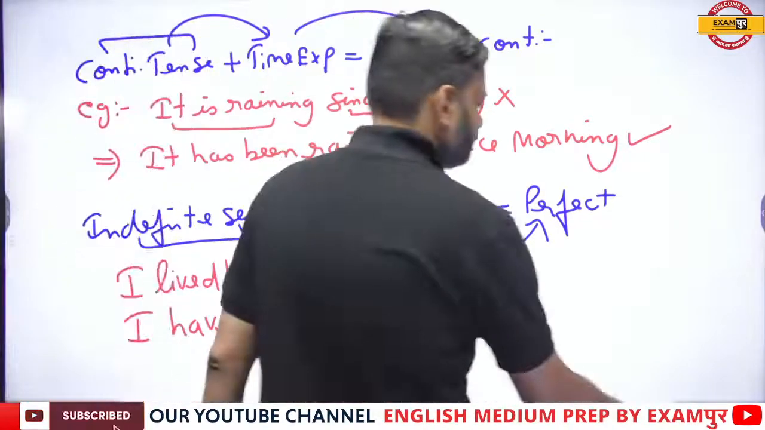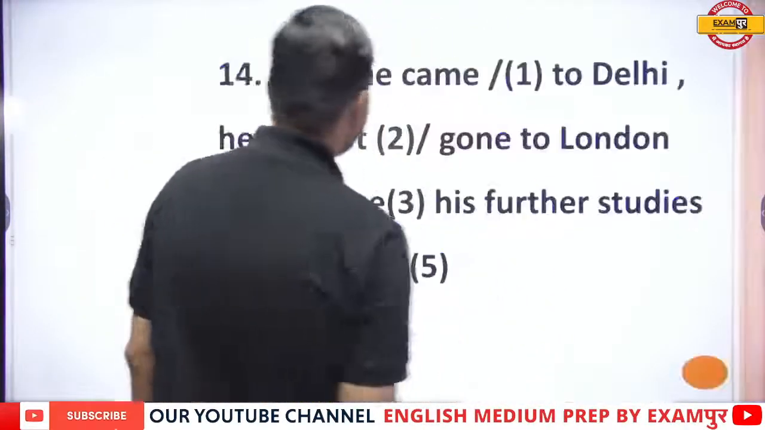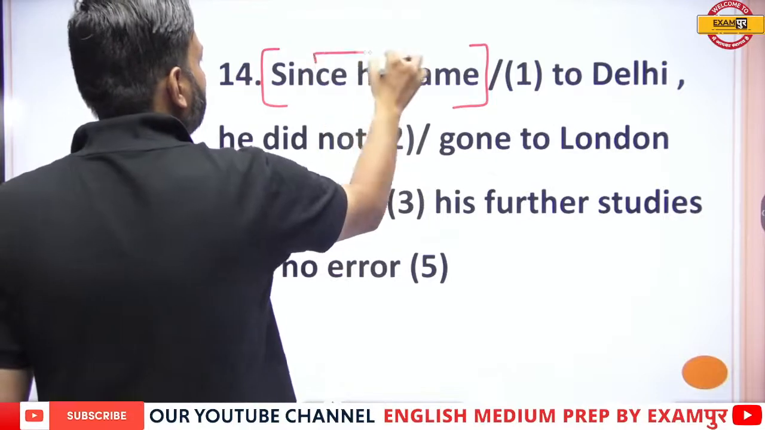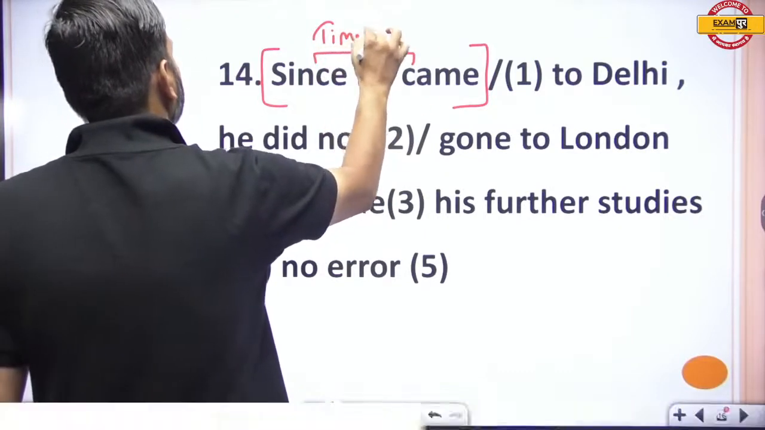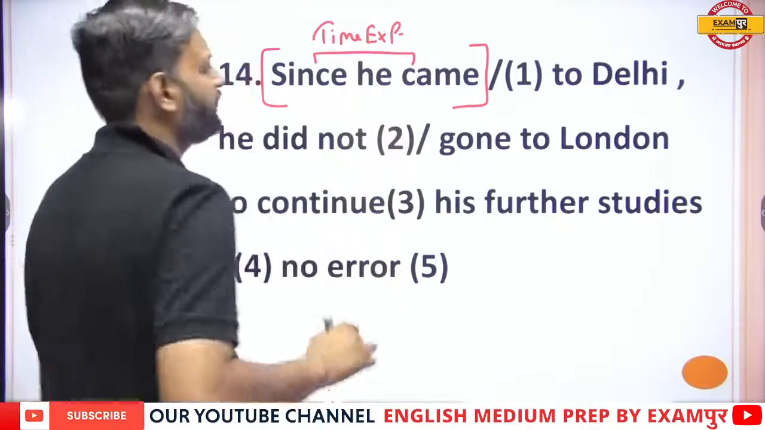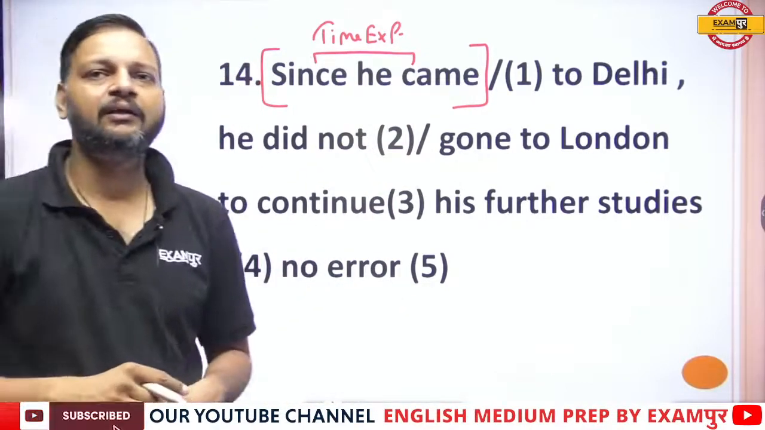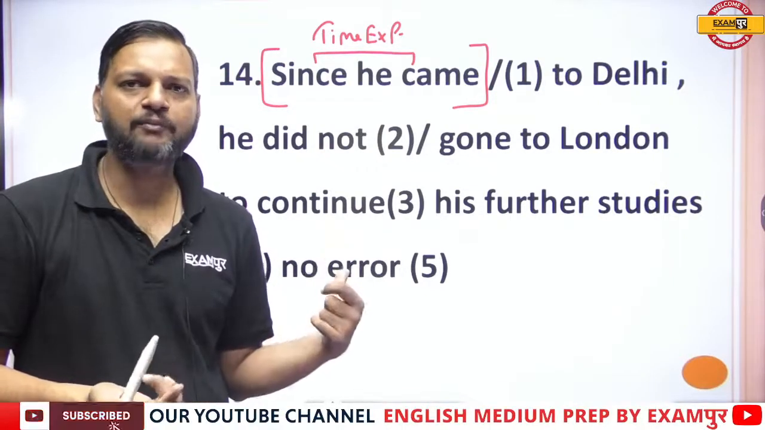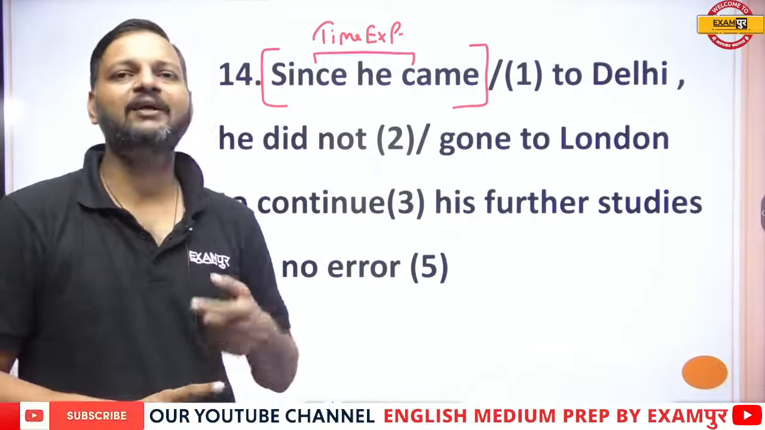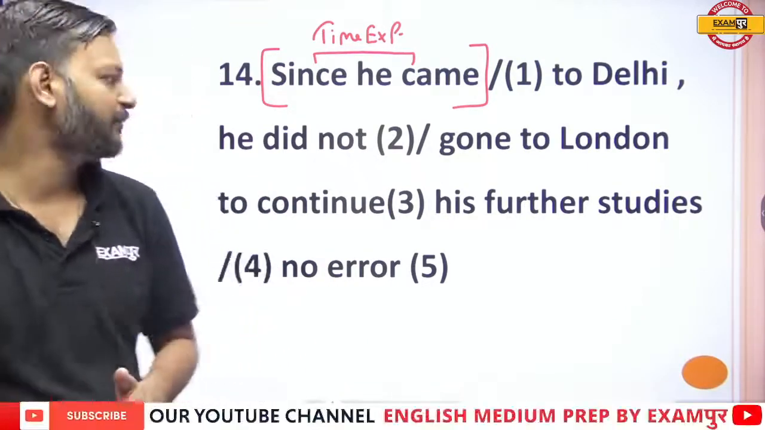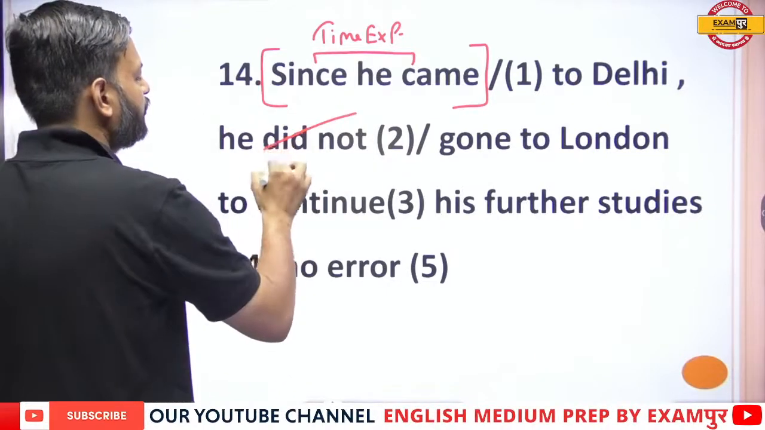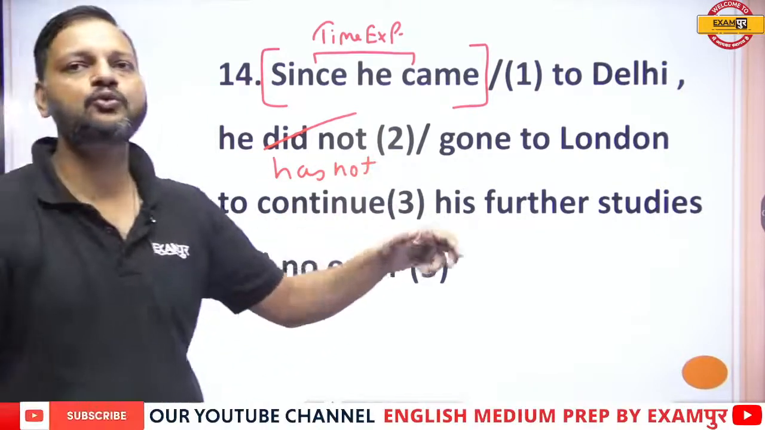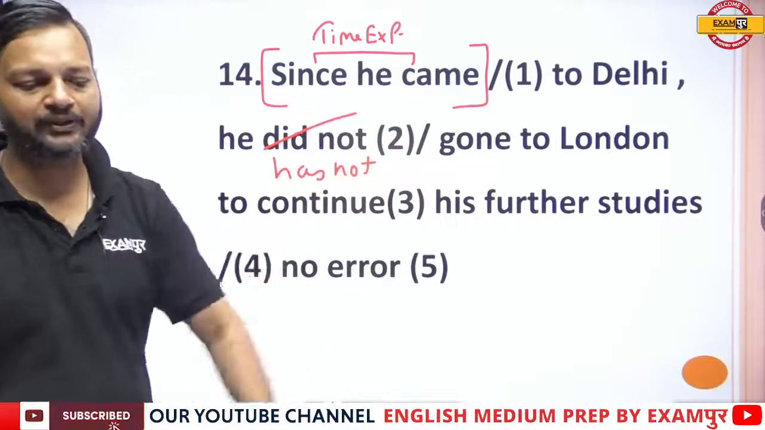Okay, so as you can see, here we have since plus past indefinite. So since plus past indefinite is time expression, and time expression can only be used with perfect or perfect continuous tense. As I told you in the previous slide, if an indefinite sentence has time expression, it must be changed into present perfect tense. So here, in place of did not, you have to write he has not. We have changed a past indefinite sentence into present perfect because of time expression.